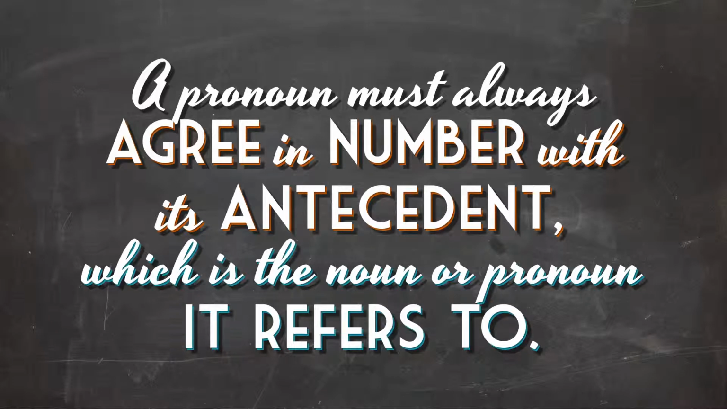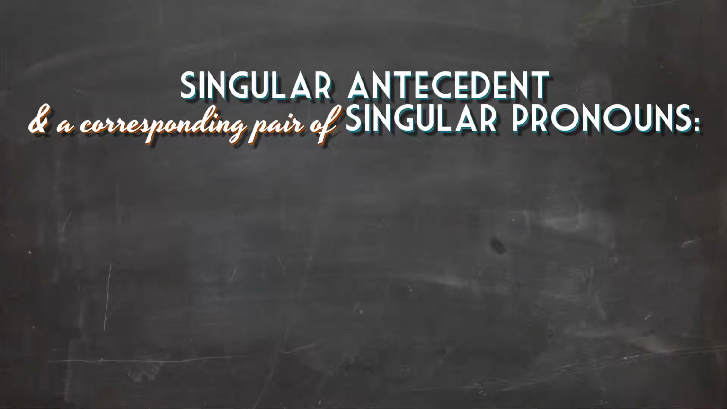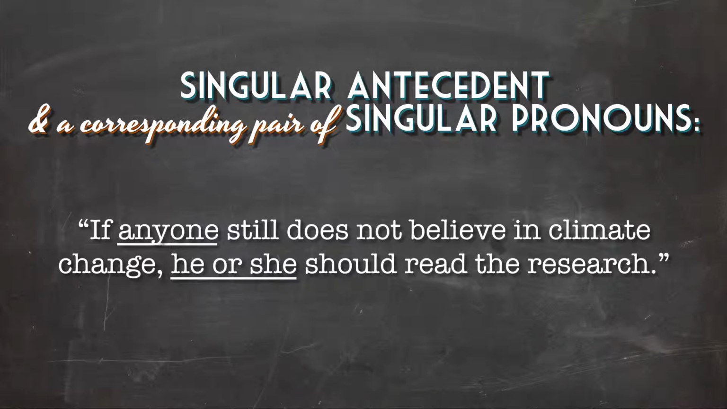number with its antecedent, which is the noun or pronoun it refers to. Here's an example of a singular antecedent and a corresponding pair of singular pronouns. If anyone still does not believe in climate change, he or she should read the research. Anyone is singular, so the pronoun needs to be singular as well. Since we don't know the gender of anyone, we can use the generic he or she.